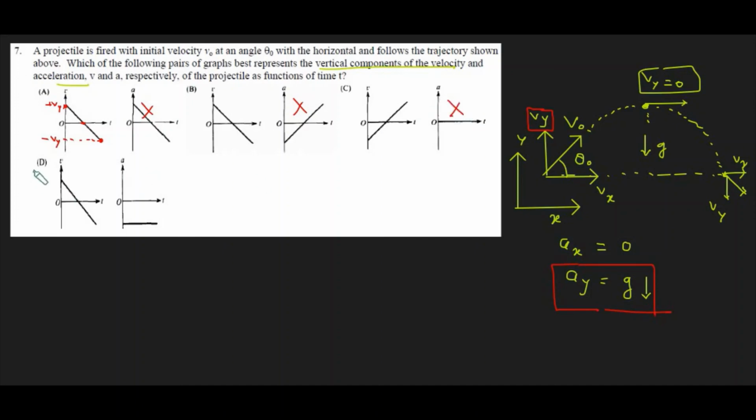So the correct one would definitely be D, because here the acceleration is constant throughout, however it is a negative acceleration because of its downward direction. We are considering the upward direction as positive, and the velocity we have already analyzed here. So the final answer is D.